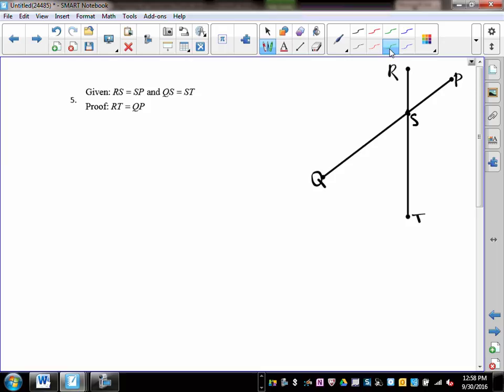Okay, so let's take a look at the information they gave us. The measure of segment RS is equal to the measure of segment SP. What can we do to draw that notation in our picture? Tick marks. So from R to S, it's the same distance, length, measure as it is from S to P. So they should have the same amount of tick marks. And Q to S, it's the same as S to T.